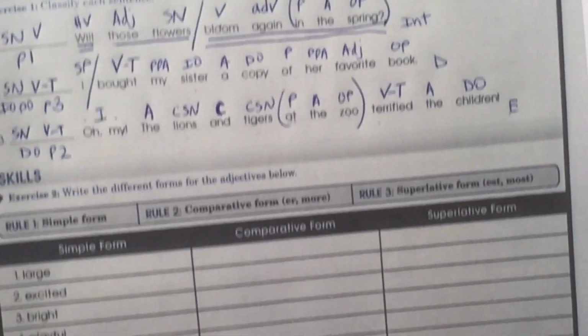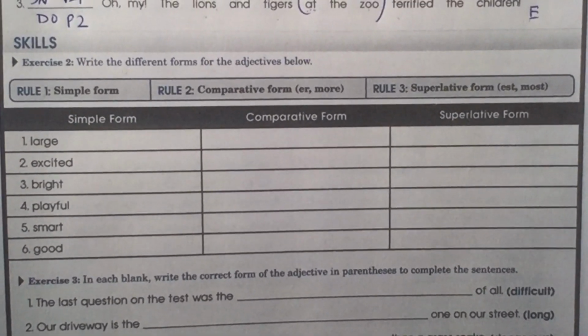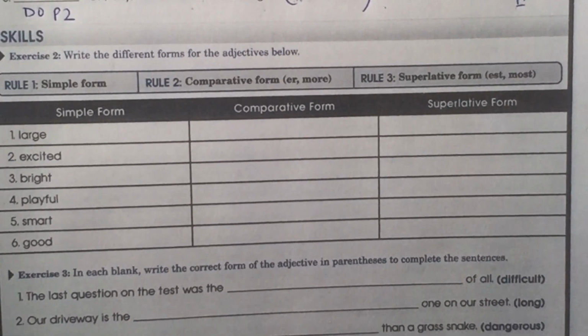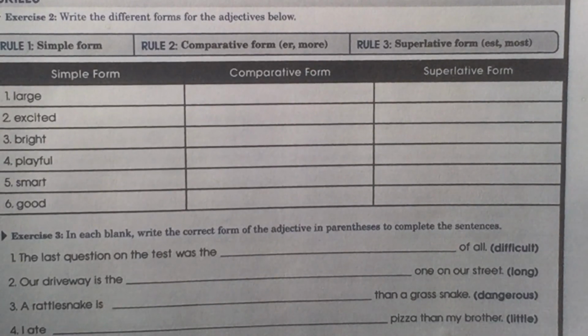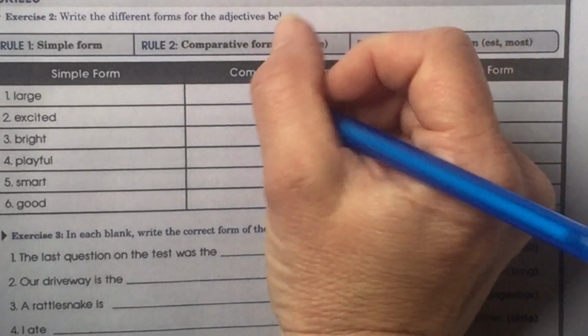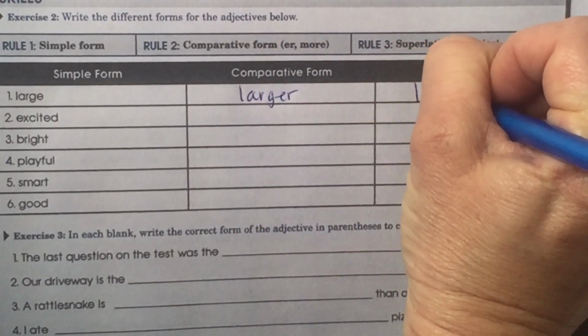So let's move on here to our different forms of adjectives. Let's see if I can move it up a little bit further. Okay, here we go. All right, so large, this becomes larger, and then largest.